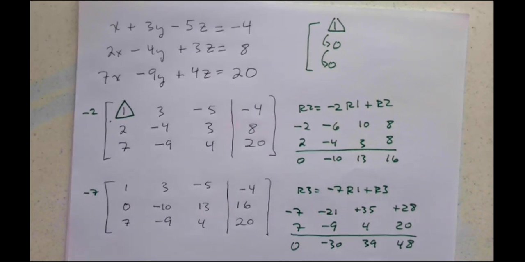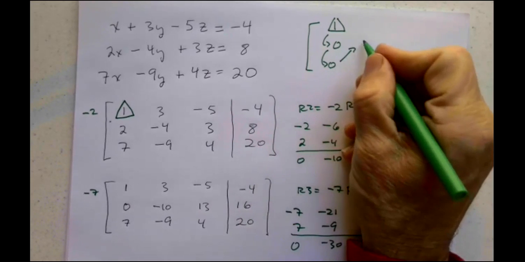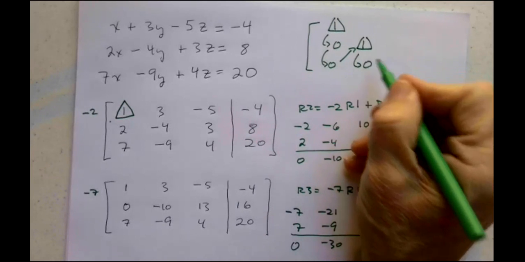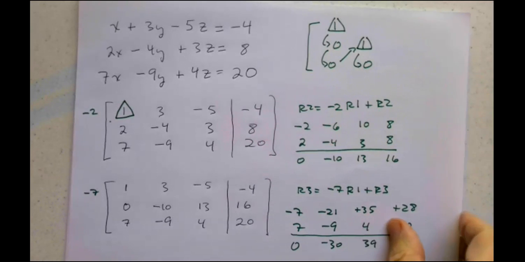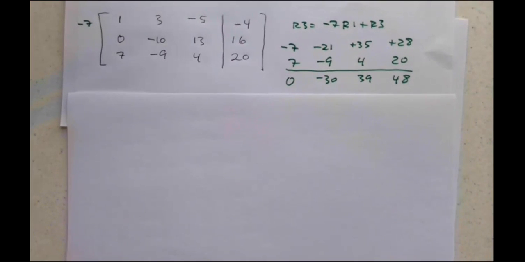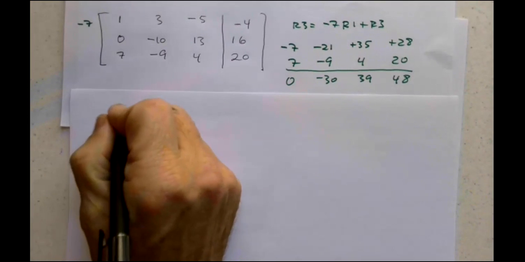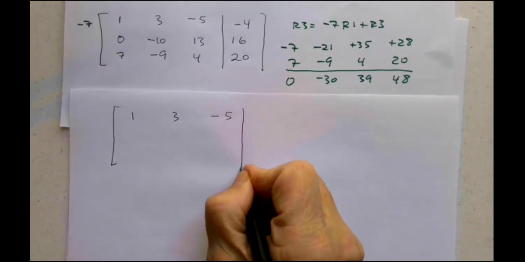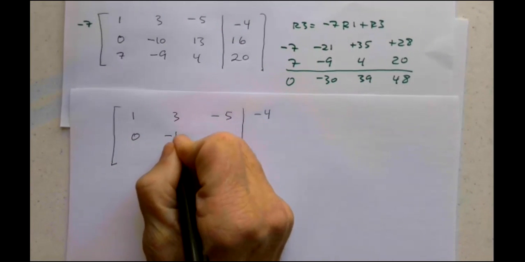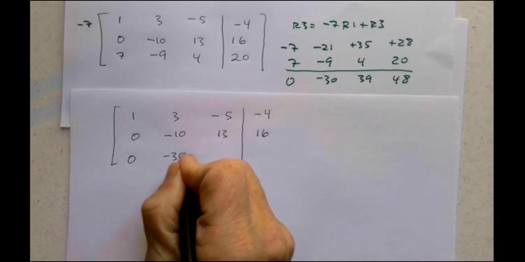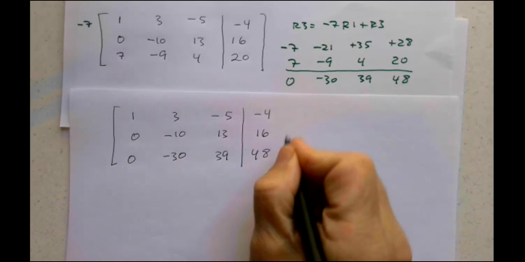So that'll put a 0 in that spot. And once we have a 0 there, then we move up to the middle, make him a 1. That'll be our new pivot here shortly. And then we use that 1 to get a 0 underneath there. Those are the next 2 steps of our process. But let's go ahead and create our next matrix. Row 1 and row 2 will be the same, but we are creating row 3. Row 1 is still 1, 3, -5, -4. Row 2 is still 0, -10, 13, 16, and row 3 is 0, -30, 39, 48.